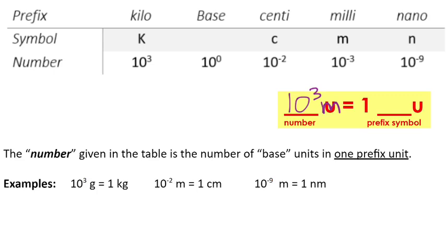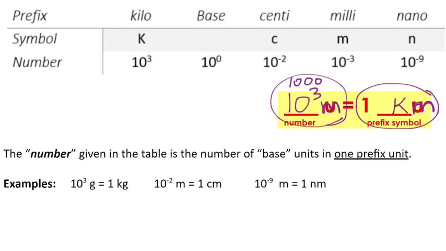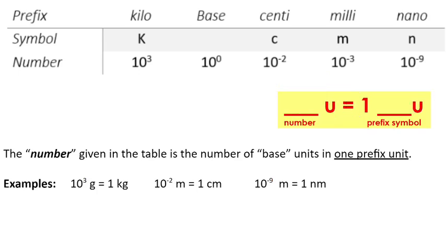In 1, and what's the prefix that goes with kilo? K, the prefix symbol. So there's 10 to the third meters in 1 kilometer. Or like I said before, if you don't like scientific notation, then you can say there's 1,000 meters in 1 kilometer. But it's always putting the number with the base unit that doesn't have the prefix on it and setting that equal to 1 of the prefix unit, the prefix with that same base unit.